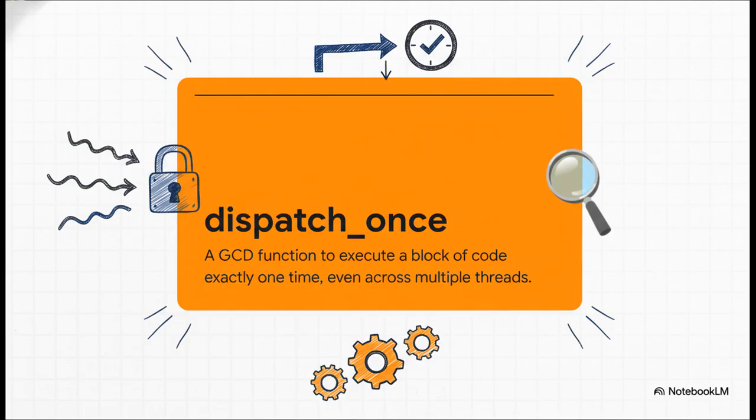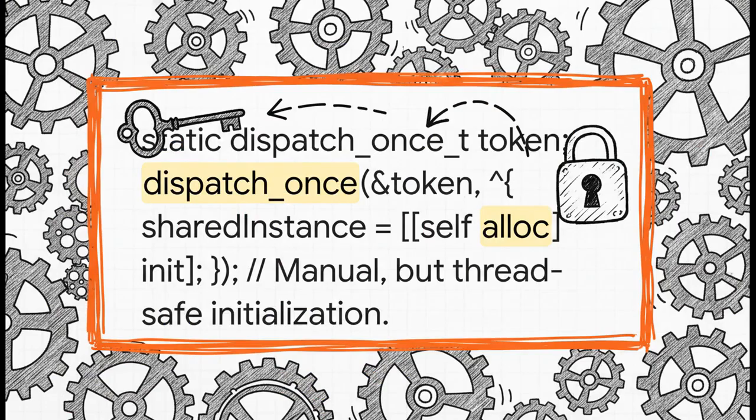You could have 100 threads all trying to run it at once, but only the very first one would get through. The other 99, they'd just wait patiently until it was done. Pretty clever. And here is what that looked like in the actual code. You can see it's a bit much. It uses this special little variable called a once token that basically acts like a key to a locked door. The dispatch once function checks the door. If it's unlocked, it lets one thread in to create our manager, and then it locks the door and throws away the key forever. It's a really smart but totally manual way to make sure everything is safe.